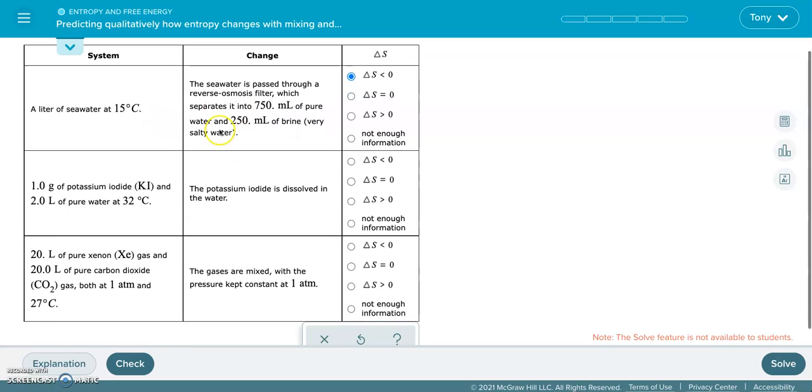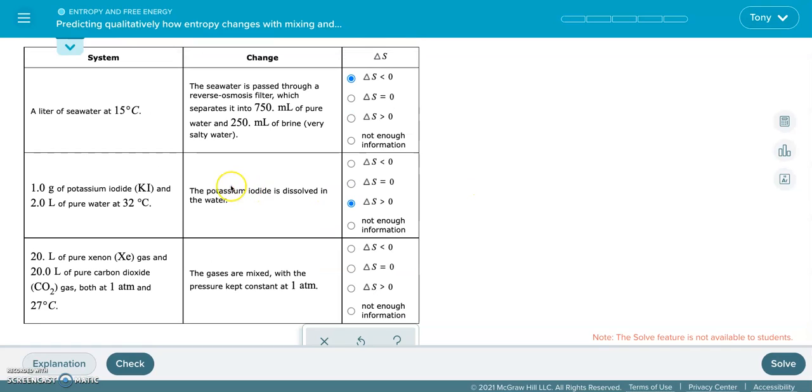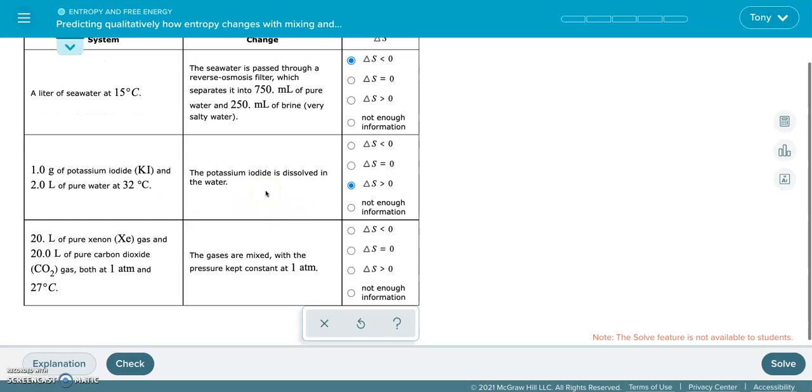Not too bad. Okay, next system, we've got 1 gram of potassium iodide and 2 liters of pure water. We're going to mix, right? So if we're mixing here, we're going to be increasing the entropy. There it goes. If we are mixing, we're going to be increasing the entropy. That's all we're doing here. Next one, we've got pure xenon gas and 20 liters of pure carbon dioxide, both at 1 atmosphere and 27 degrees Celsius. We're going to mix the gases, keeping the pressure constant. That's going to increase the entropy.